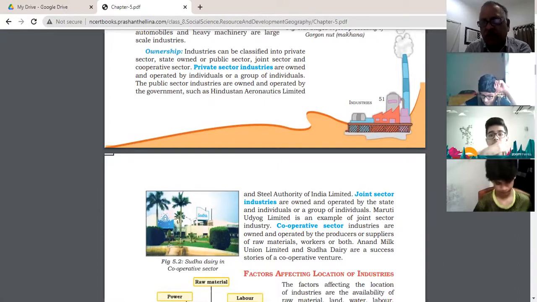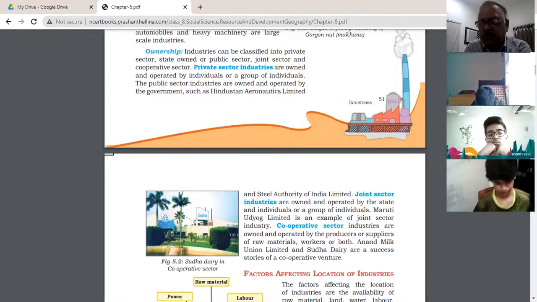Private sector means industries owned and operated by individuals or a group of individuals. Like you have set up an industry yourself, or two or three people join together and set up the industry. You are the only owner, your profit is yours, loss is yours, everything is yours. So that is known as private sector industry, established by individuals or a group of individuals. If you set up an industry, you are also the owner of that industry.